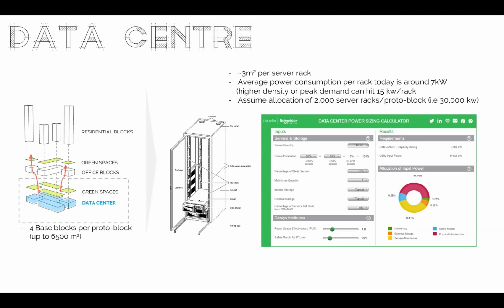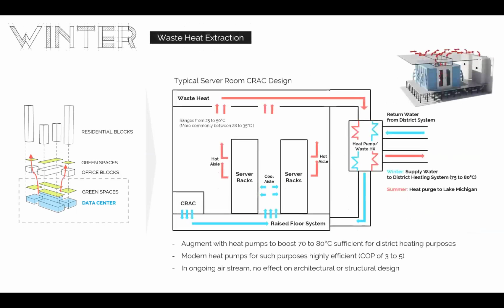For the data centers, we size them up using heuristics and pretty ballpark figures. For the base blocks, we cater up to 6,500 square meters, and based on 3 square meters per server rack and average consumption between 7 kilowatts to 15 kilowatts, we just assume an allocation of 2,000 server racks, which is a pretty high capacity already. And so this is how we think the typical server room system can be.